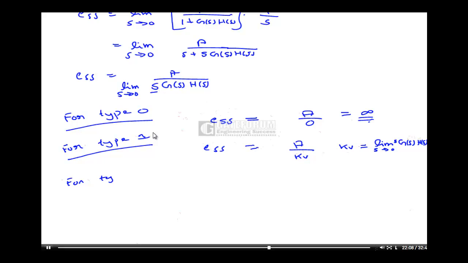For type 2, there will be two poles at origin. At that point, it will be A upon infinity, which is equal to 0. So this is the steady state error for ramp input, for the different cases of type 0, type 1 and type 2 system. This Kv is called velocity error constant.